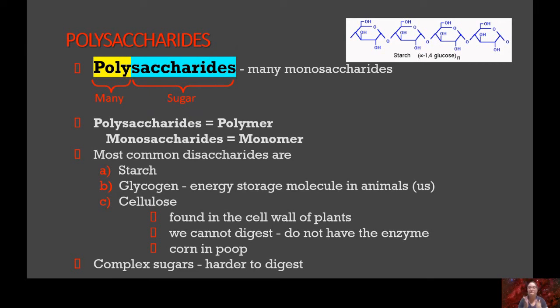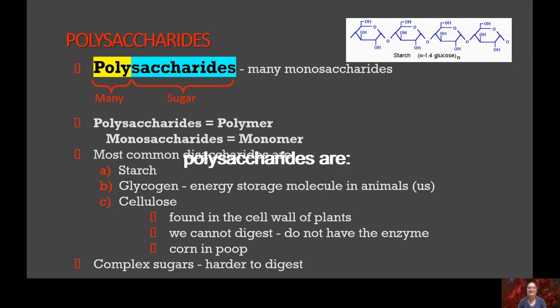So you have your rings of more than two. Two are still the disaccharide. Disaccharide is still technically a polymer because there's more than one monosaccharide. But when there's more than two, we refer to them as polysaccharides. The most common of these are starch. Sorry, it says disaccharides there. That should say polysaccharides. Starch, glycogen, and cellulose.